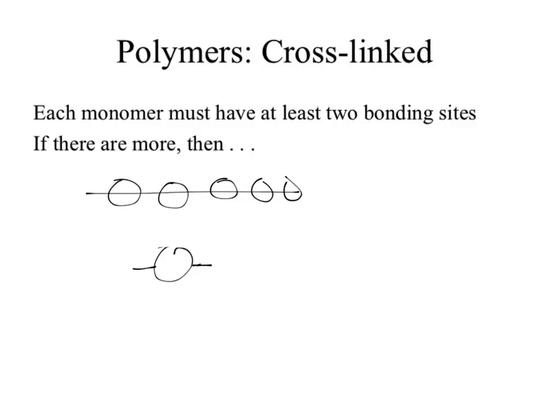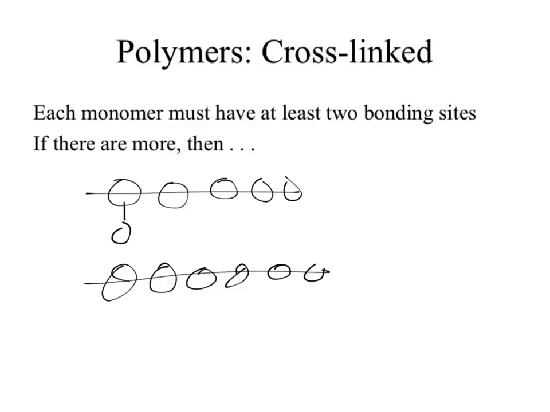But what happens if I have 3 binding sites? What's that? So what I've got shown up there isn't a chain? Why is it... I can then get different chains bonding to each other.